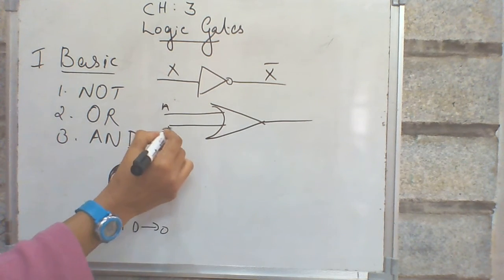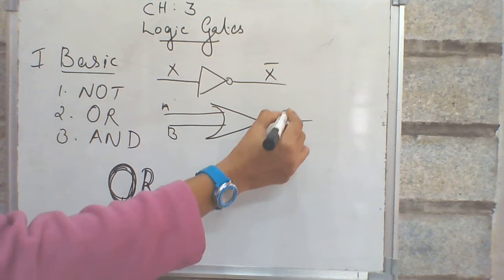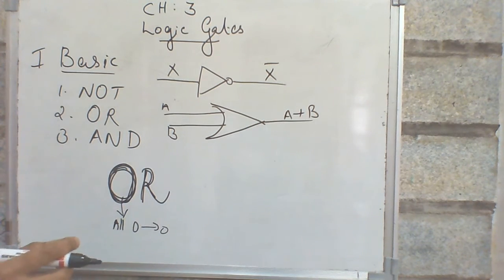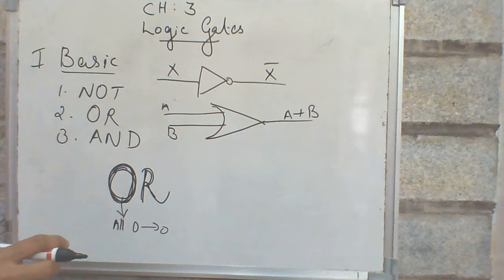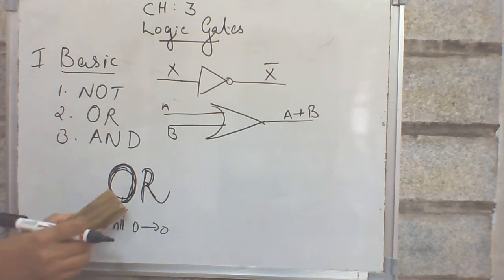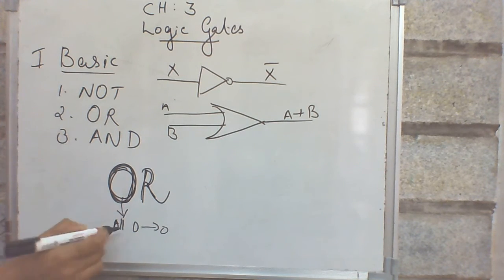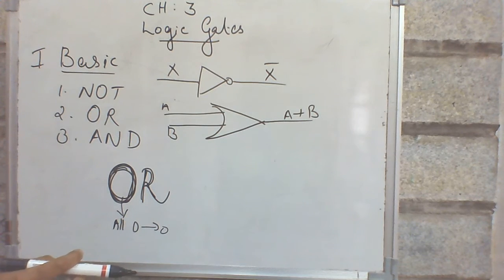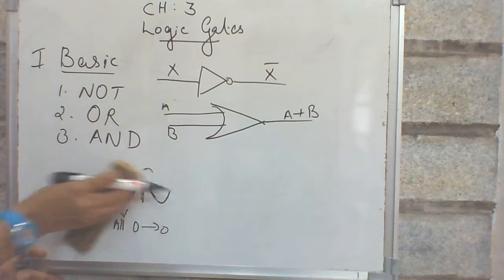If A and B are the input, what will be the output? A plus B will be the output. If A and B are the input, A plus B will be the output. That is, in OR gate, if all the inputs are 0, output will be 0.